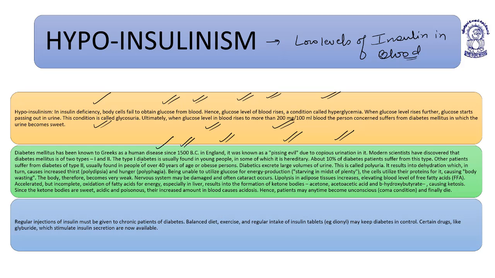Type 2 diabetes is usually found in people over 40 years of age or obese persons. So nowadays diabetes mellitus is considered to be a lifestyle disorder.